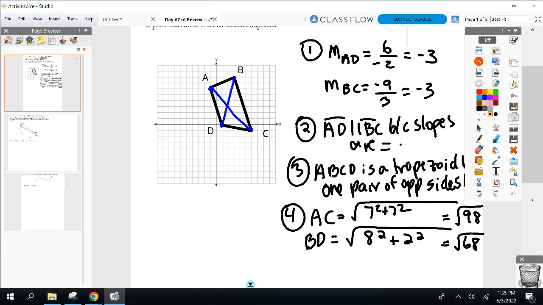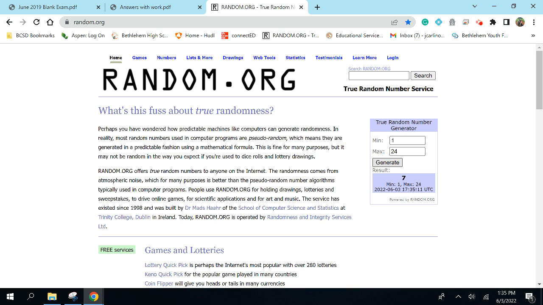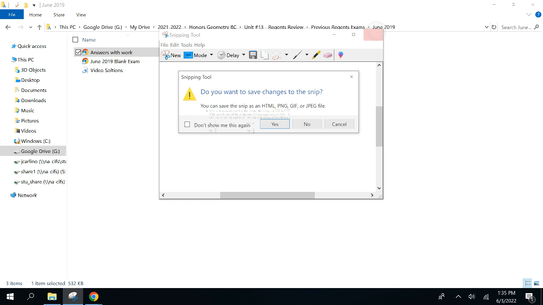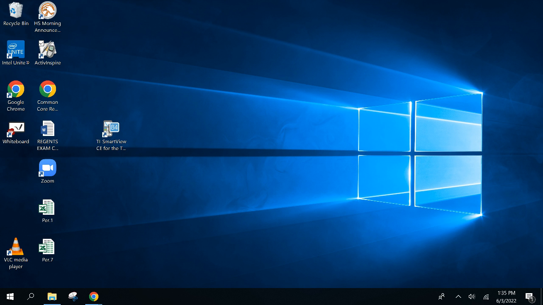All right, so we can say this is not isosceles. Riley was incorrect. So one more step: ABCD is not isosceles because diagonals are not congruent. That's how you can finish that one up.